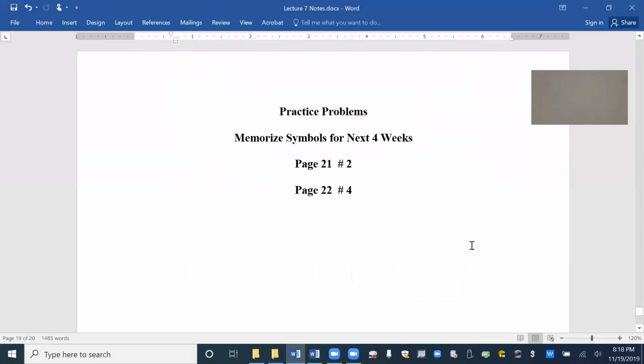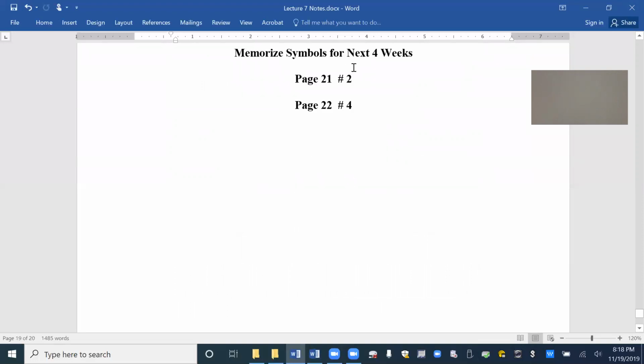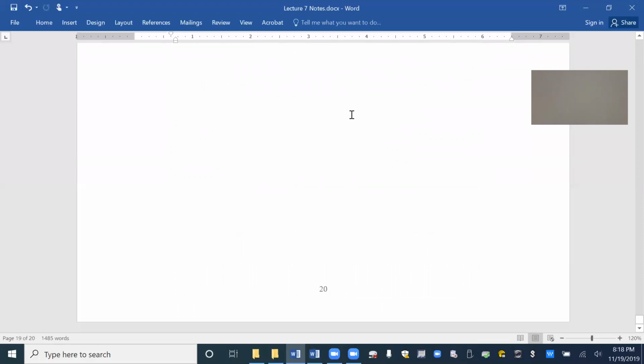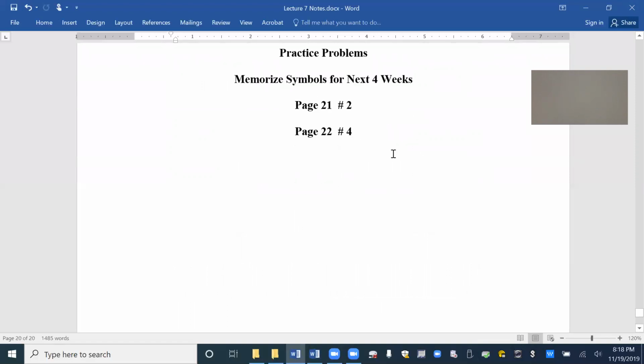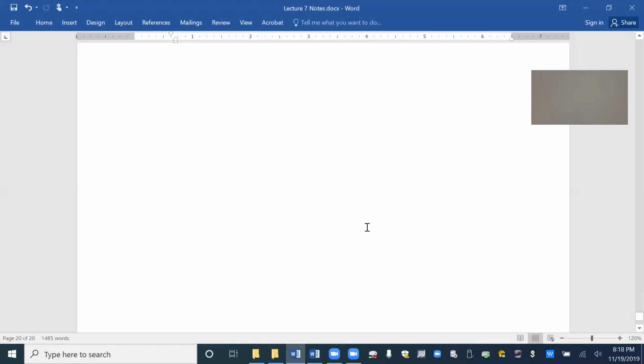Okay, so practice problems, memorize your symbols. Next week I'll have you raise your arms and show me your Sharpie 8 symbols. Memorize those and then practice these problems. Second easiest practice problem set of the semester. The last one of the semester is easiest.